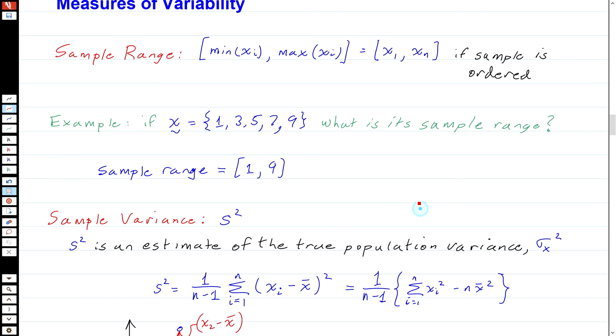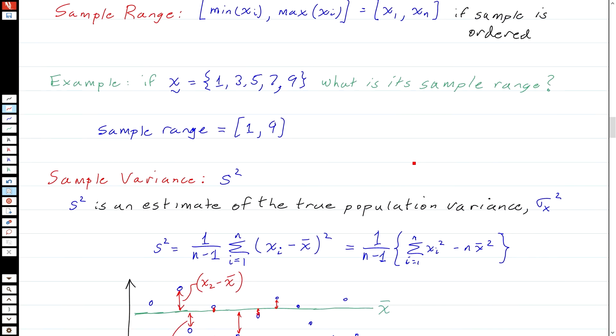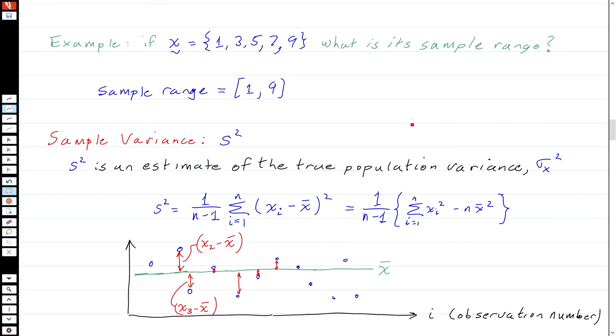So a more usual or common measure of variability is the sample variance, which we're going to call S squared. And S squared will be an estimate of the true population variance, which we'll call sigma squared. And sigma is the Greek letter S, basically. S squared has a mathematical definition as basically the average of the squared deviations between the observations and x bar.